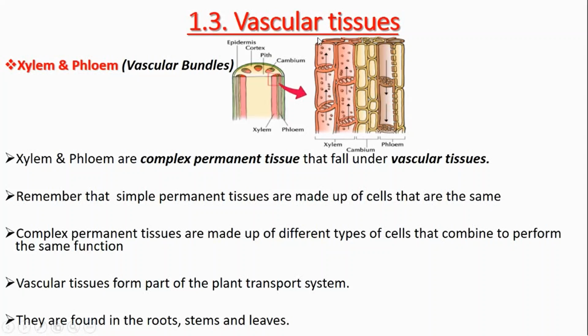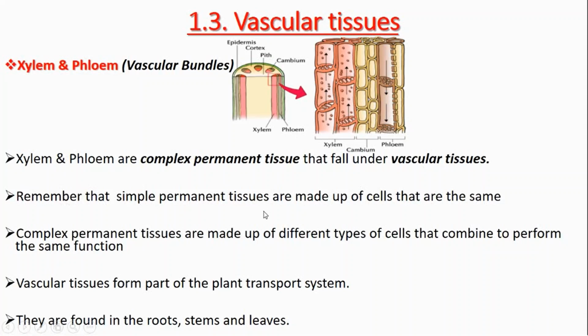Then we move over to our vascular tissues. Our vascular tissues are xylem and phloem. They are also known as vascular bundles. As you can see here, there is our xylem over there and there is our phloem. And here there is our xylem and there is our phloem. Looking at them, you can compare them to blood vessels or just straws. Xylem and phloem are complex permanent tissues. They fall under vascular tissues.